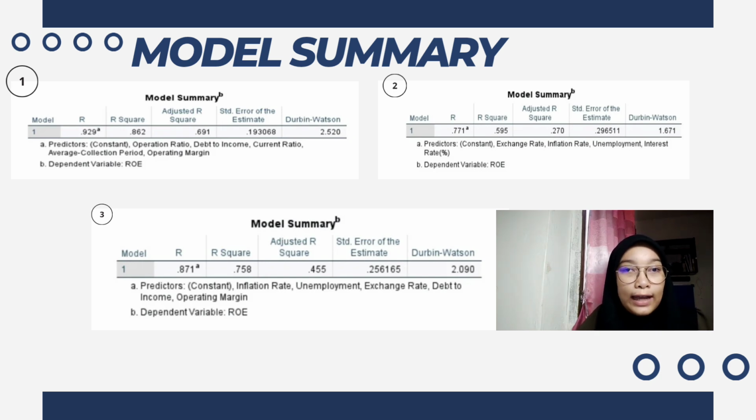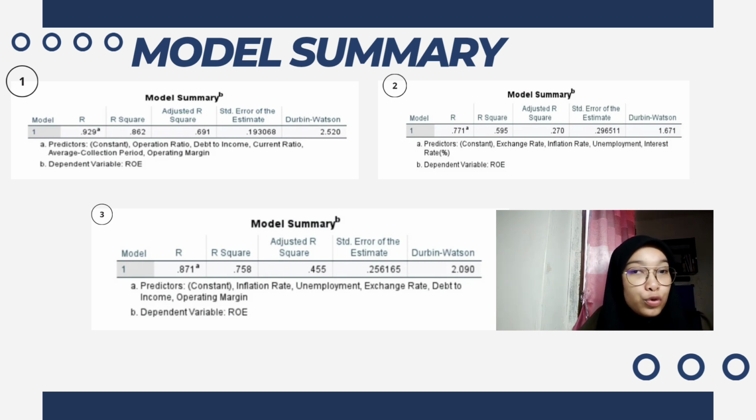Next, we move to the external factor model, including inflation, unemployment, and interest rate. The R square is equal to 0.605, but the adjusted R square is equal to 0.268. This shows external factors have a weaker and less consistent impact on ROE.